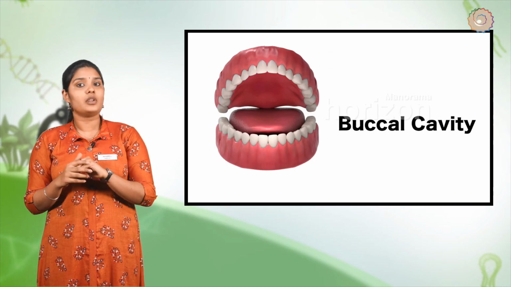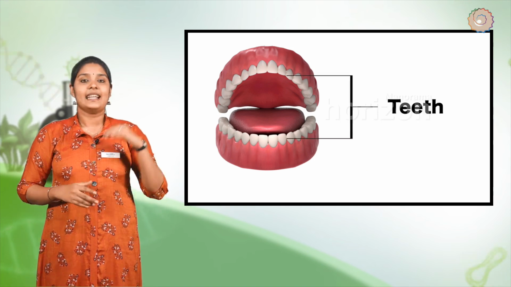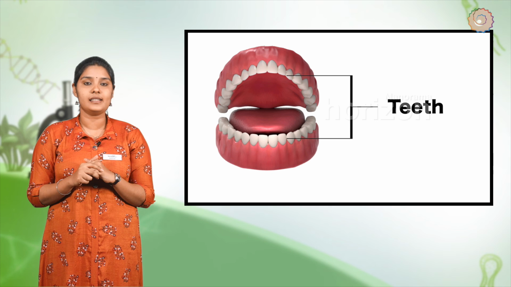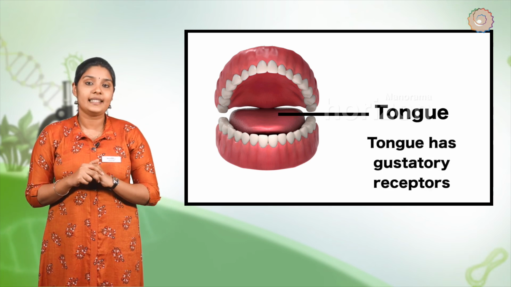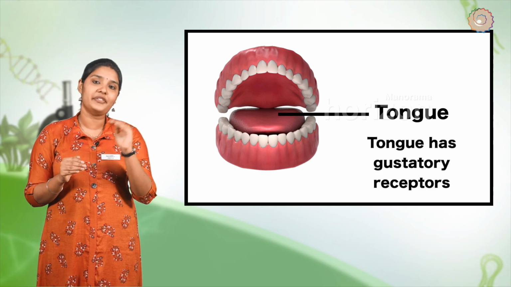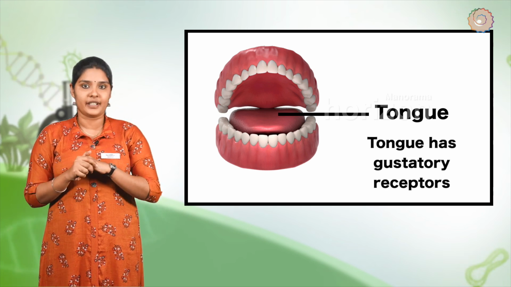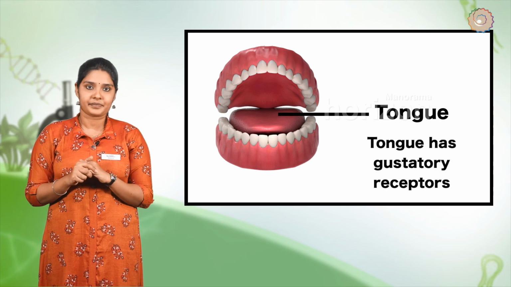First is the mouth or buccal cavity. The mouth has teeth and tongue. Teeth help in breaking down the food into smaller particles so that swallowing of food becomes easier. The tongue has gustatory receptors which perceive the sense of taste. Tongue helps in turning the food over and over again so that saliva can be properly mixed in it.